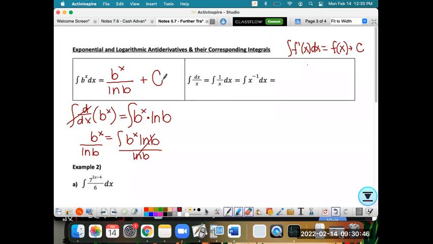And then on the other side, we already know the antiderivative of 1 over x, or any of those variations that we see up there. That would be ln of the absolute value of x plus c. All right, so let's go ahead and get into example 2.